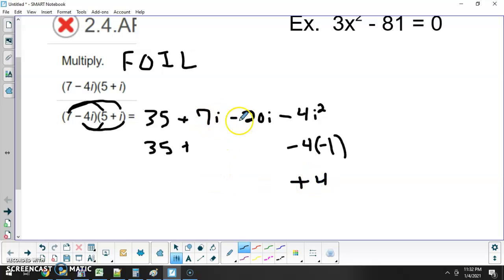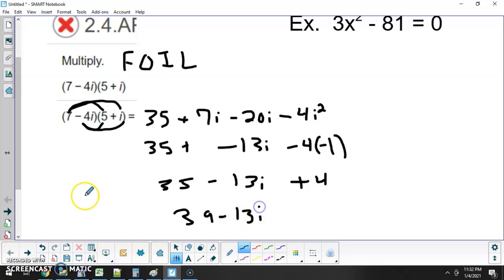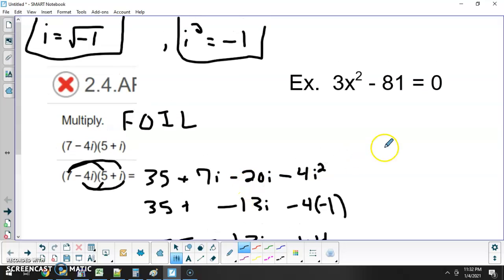Okay, these two middle terms we can combine. 7i minus 20i is -13i. So we have 35 minus 13i plus 4, then combine 35 and 4, and you'll get 39 minus 13i. Okay, hopefully that helps you with that one.